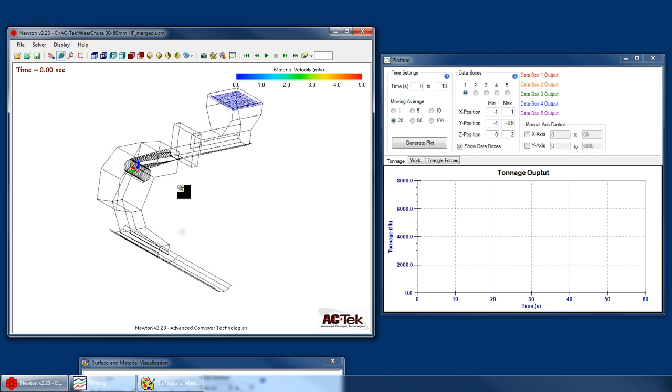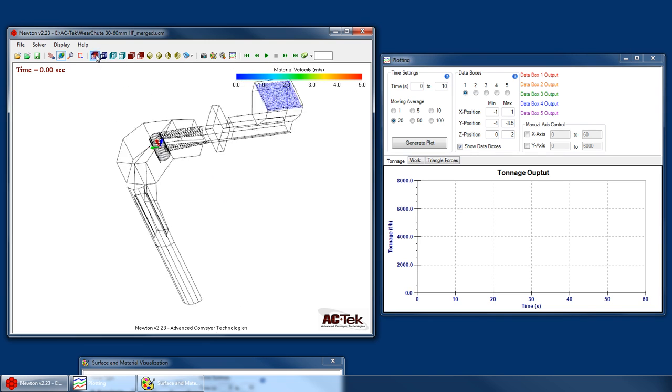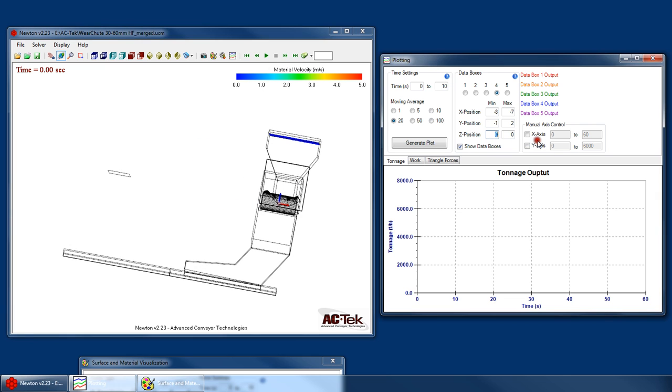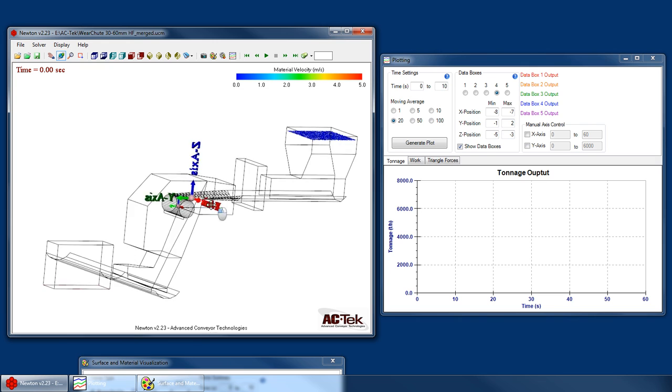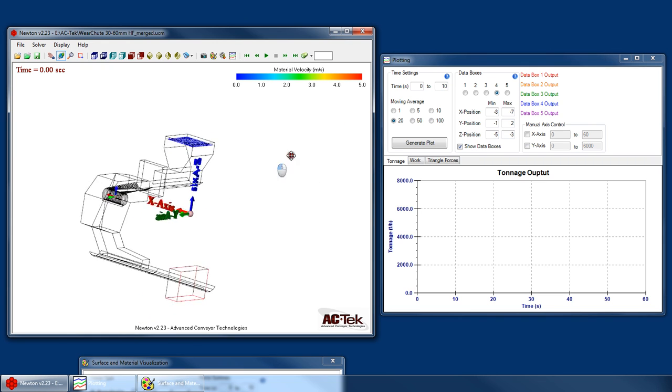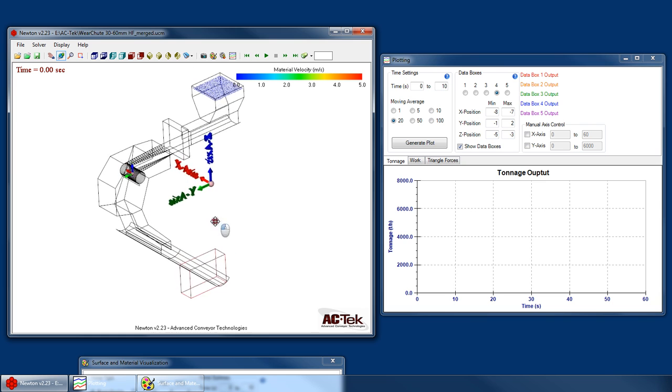Then for this section down here, let's go to a top view. We're going to use the blue one because I like blue. Okay, so x value -8 to -7, y position -1 to 2, z position -5 to -3. Now we have a tonnage box downstream and a tonnage box upstream from our transfer chute.